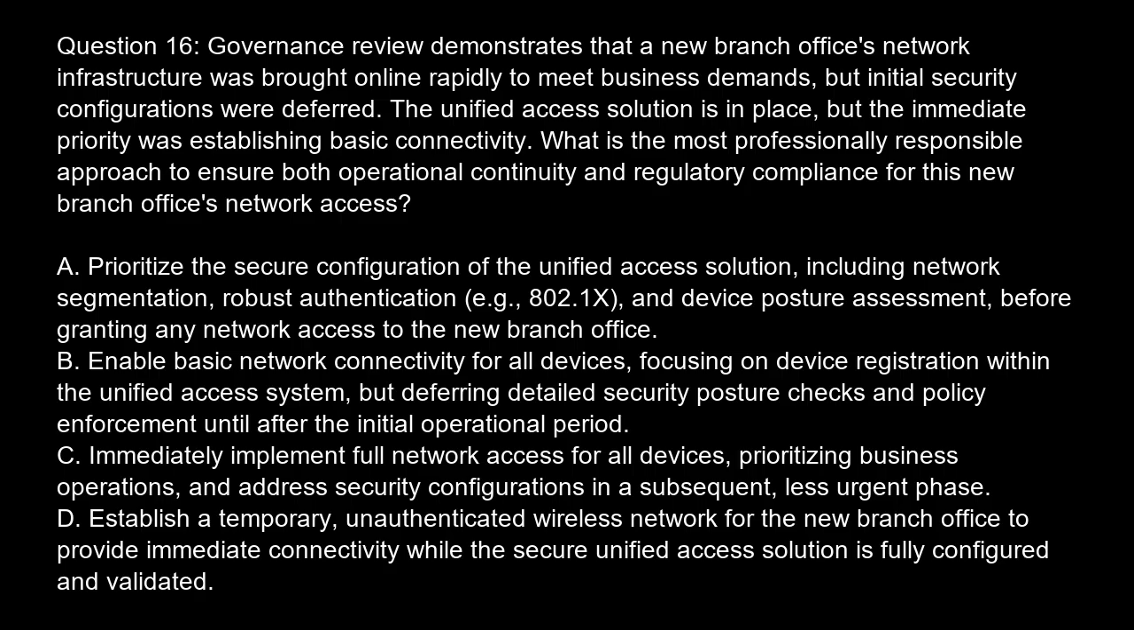Option C. Immediately implement full network access for all devices, prioritizing business operations, and address security configurations in a subsequent, less urgent phase. Option D. Establish a temporary, unauthenticated wireless network for the new branch office to provide immediate connectivity while the secure unified access solution is fully configured and validated.